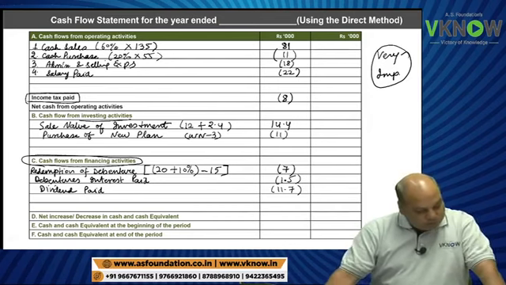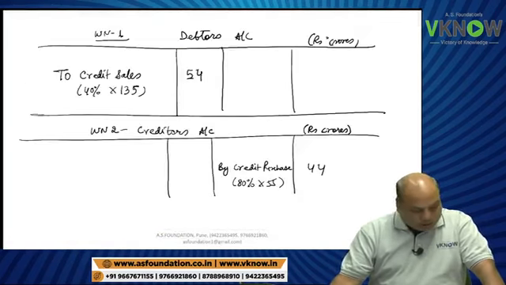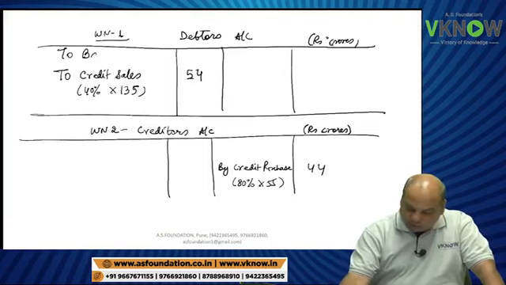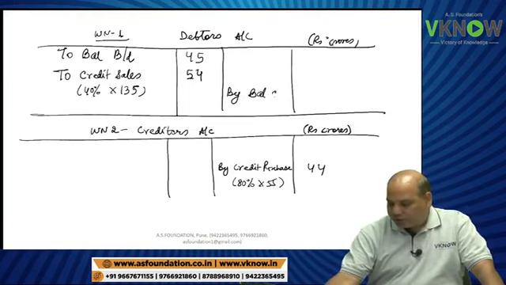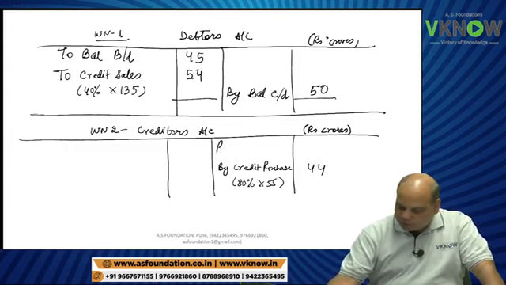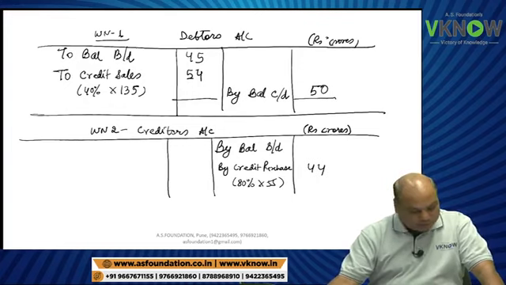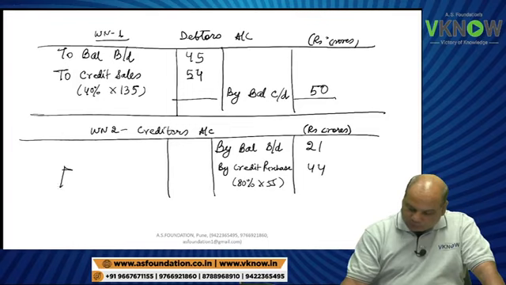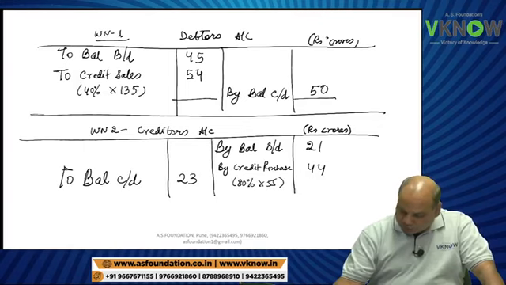Point number 9. The following balances were also provided. Debtor account: opening balance, to balance brought down, working note 1, 45; by balance carried down, 50. Creditor account: by balance brought down given is 21; to balance carried down given is 23.